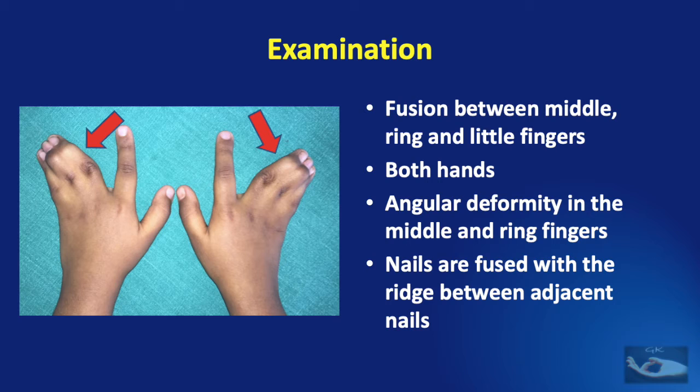The nails are fused with the ridge present between the adjacent nails. This suggests that the bones, that is the terminal phalanges of the three fingers, may be fused also.